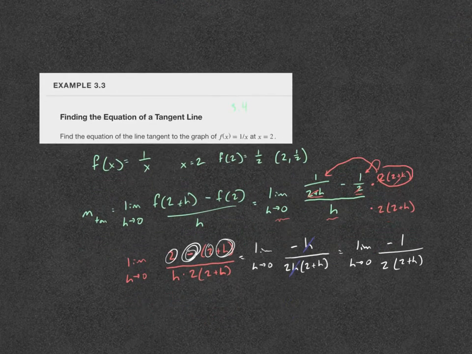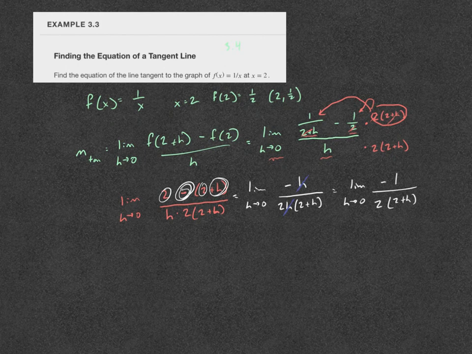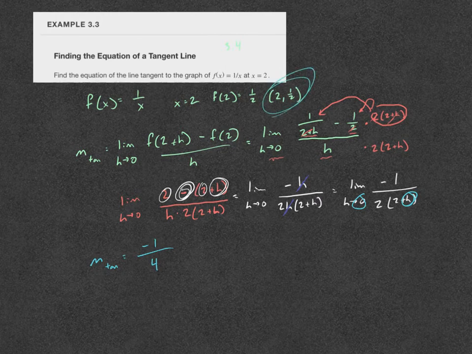And finally, this one had a lot more work than the last one. I can take the limit because now if I substitute 0 in for my h, nothing bad happens. I don't get any negatives in the denominator. So finally, the slope of our tangent line is equal to -1 over 2 times 2, which is 4. -1/4 is the slope at the point way up there, (2, 1/2).